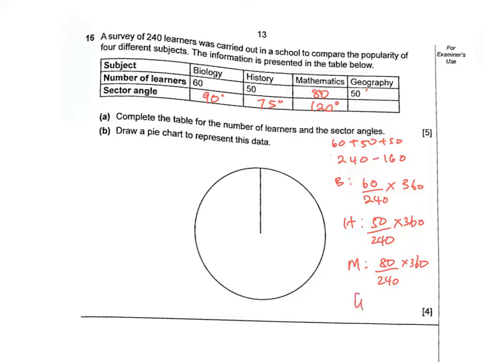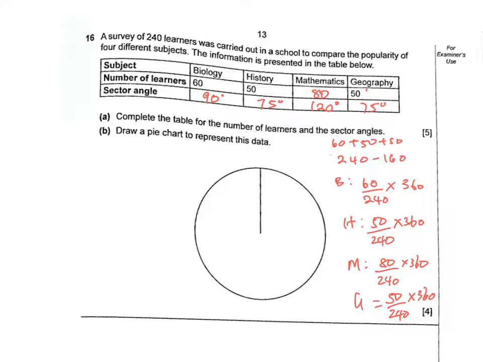And geography, we have 50 out of 240, we multiply with 360, and that is the same as for history, 75 degrees. Now what you do, you take your protractor to draw. The radius is already given.